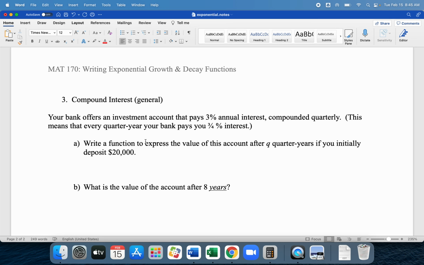So it's just very small percentages of interest in this case. See if you can use the same strategies we used for the previous two questions on this sheet to put together a formula that calculates the value of this account over time and answer the other question.